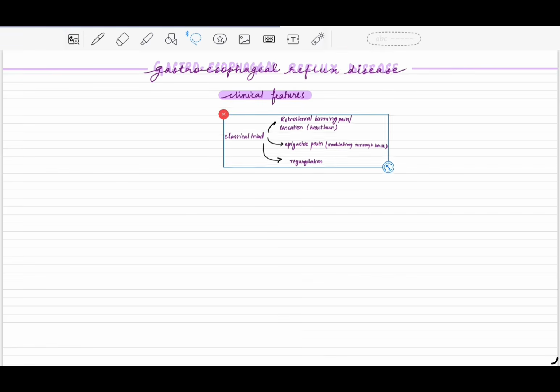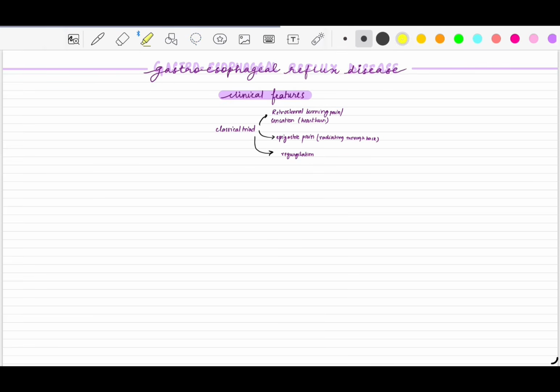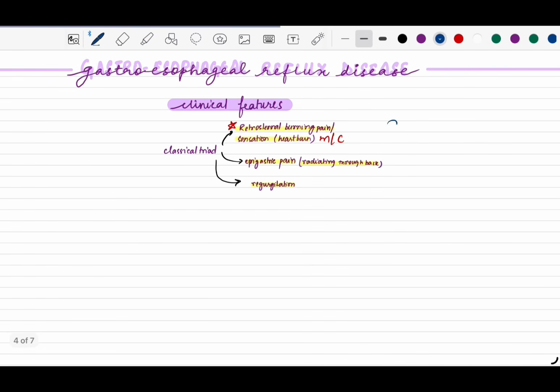It usually presents with a classical clinical triad of retrosternal burning pain and sensation, also known as heartburn, which in fact is the most common feature. Other than this, the triad includes epigastric pain that radiates through the back, as well as regurgitation. All of these are going to be aggravated by taking fatty and spicy meals. Like we discussed, these are going to delay gastric emptying.